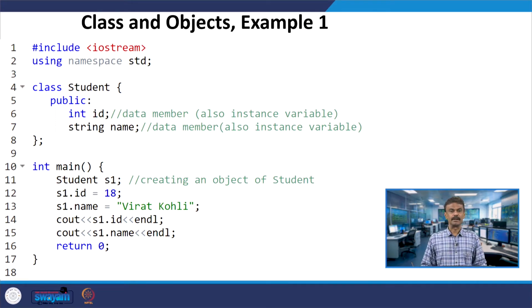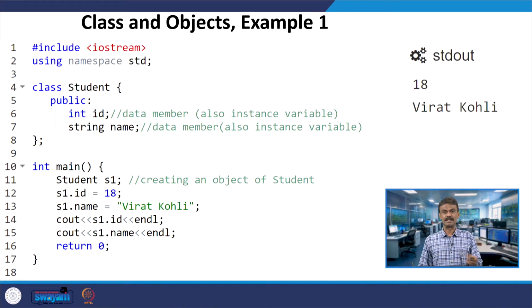Now line numbers 12 and 13, S1 dot ID. As I said in the last class, this dot operator is a bridge between the object and the data member. So, S1 dot ID is 18 and S1 dot name is Virat Kohli, and then we are trying to print these two, and we know we have got this as the output.